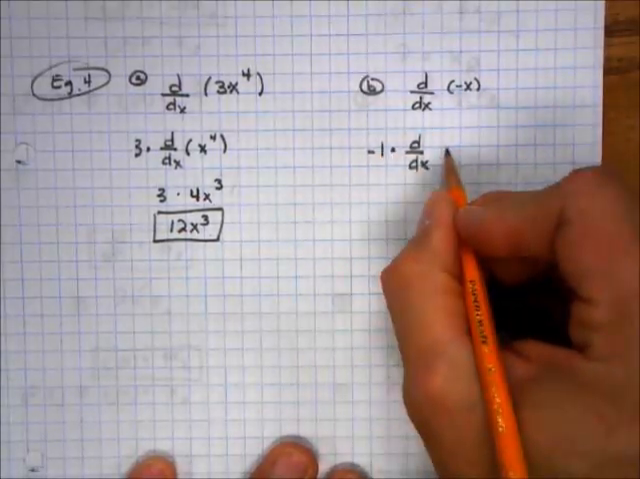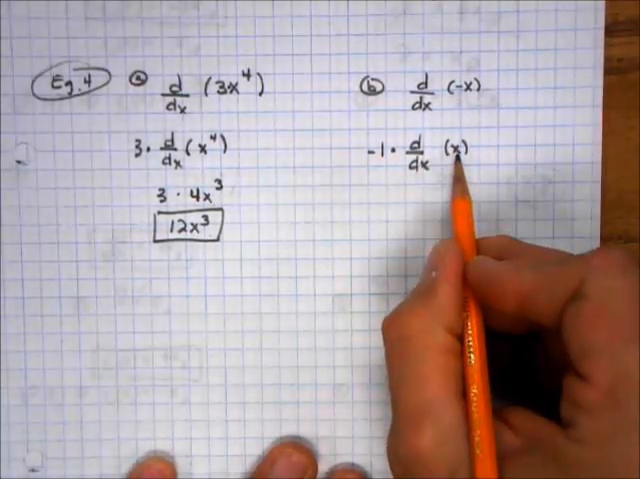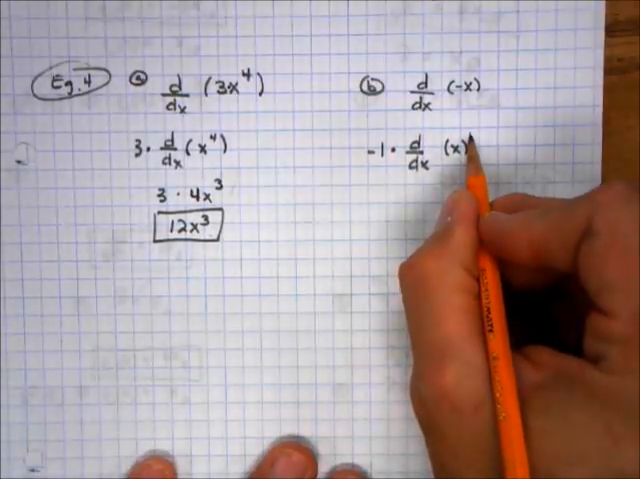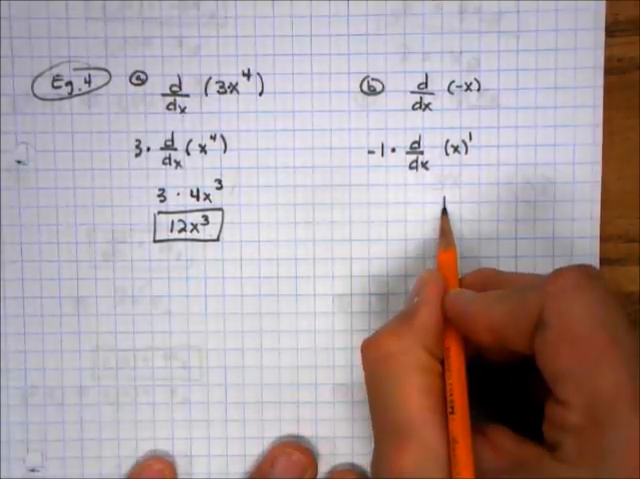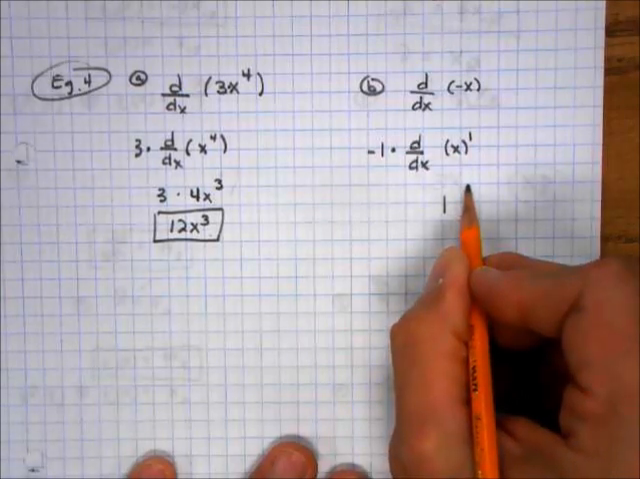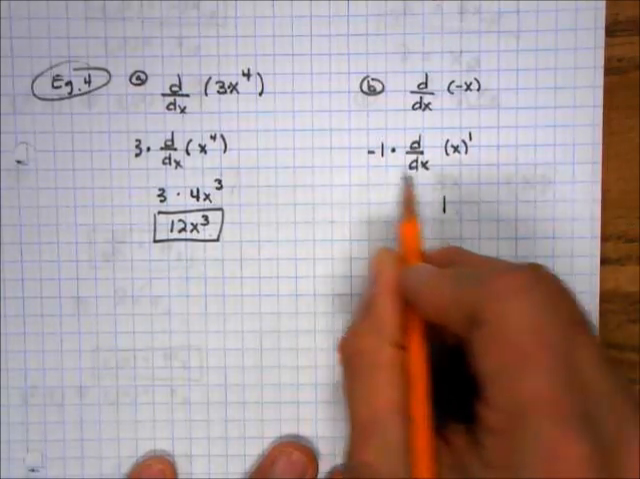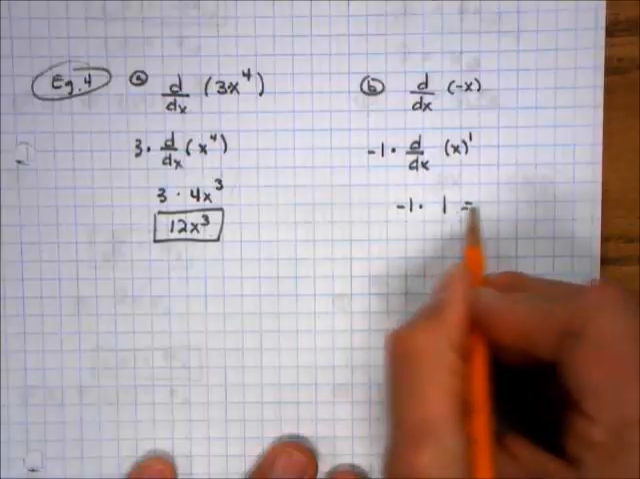Okay? Now this one here, the derivative with respect to x, I'm going to take a negative 1 all the way out front, and then I just have x here. Now the derivative of x, that's x to the 1. 1 comes in front, and x to the 0 is also 1. And then 1 times negative 1 is negative 1.